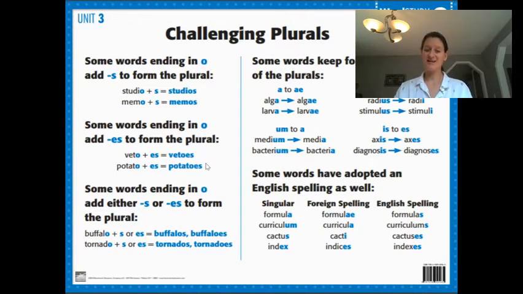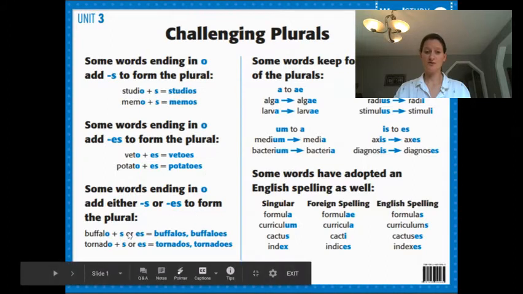Now, the challenging thing is that there is no set rule to tell us whether it's going to be an S or whether it's going to be an ES. We just have to kind of learn which words have which and use the dictionary to check if we need to. Okay.